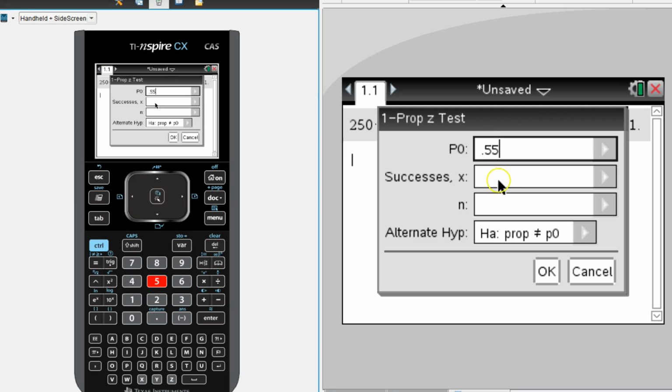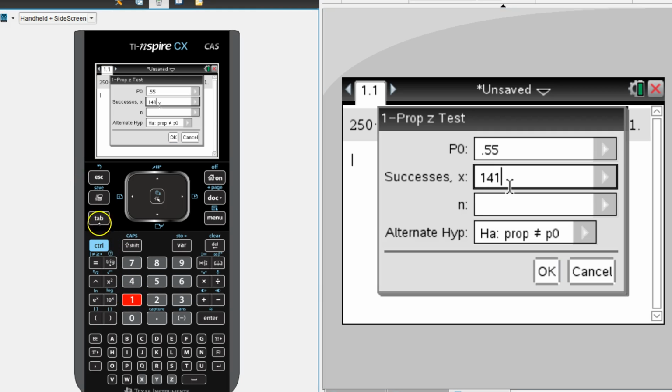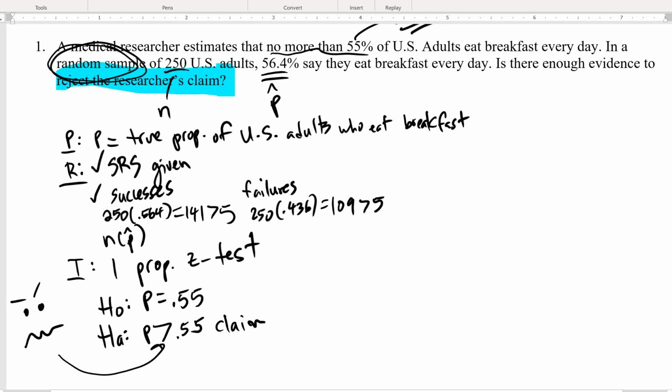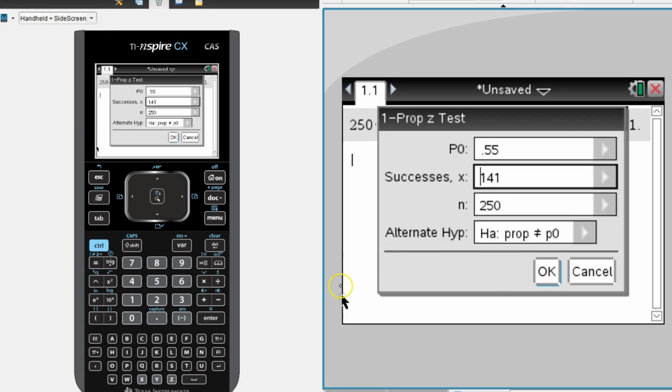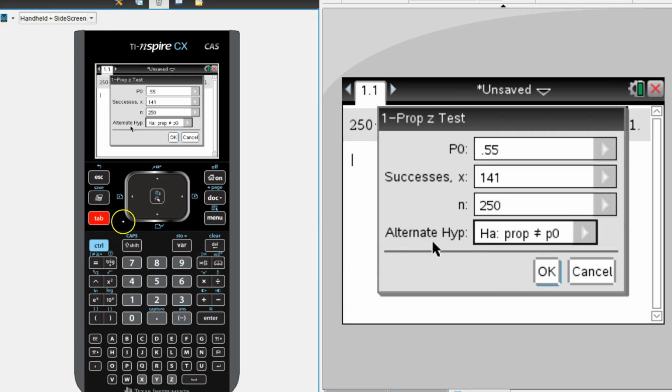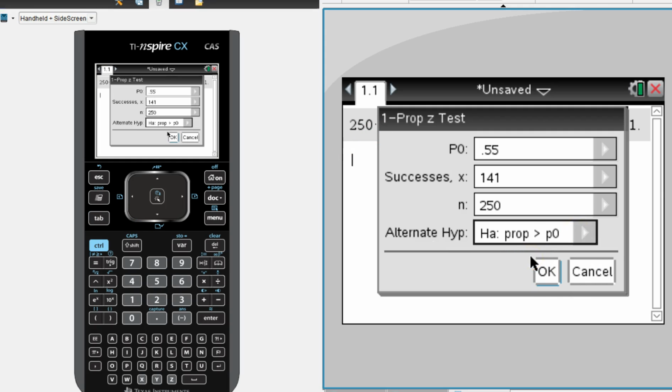What I need to do now is put in the successes. Well, they didn't give that to us, but it's a good thing we calculated it. What was it, 141 out of 250. So you're going to use those numbers. This isn't just a bunch of busy work. Those are numbers we're actually going to use, really just the 141. We need that number of successes out of 250. And then last but not least, make sure that you choose an alternative that is what? You said greater than. Okay?